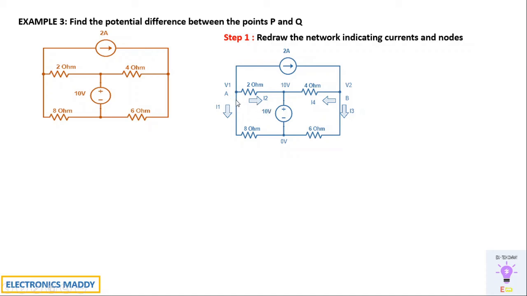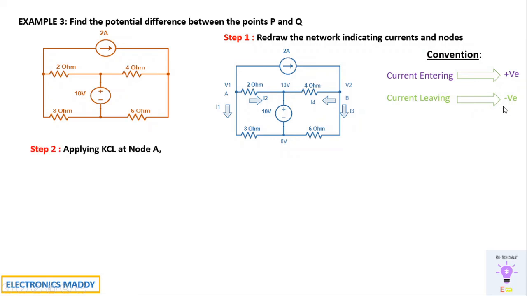If you are assuming it is coming towards a particular node, you will have to assume it throughout the problem. If you are assuming it is leaving, then you have to assume it throughout the problem. So uniformity should be there, otherwise you might go wrong in the steps that follow. Again, the convention: current entering a node is taken as positive, current leaving is taken as negative. So let's get started with the step of applying KCL.